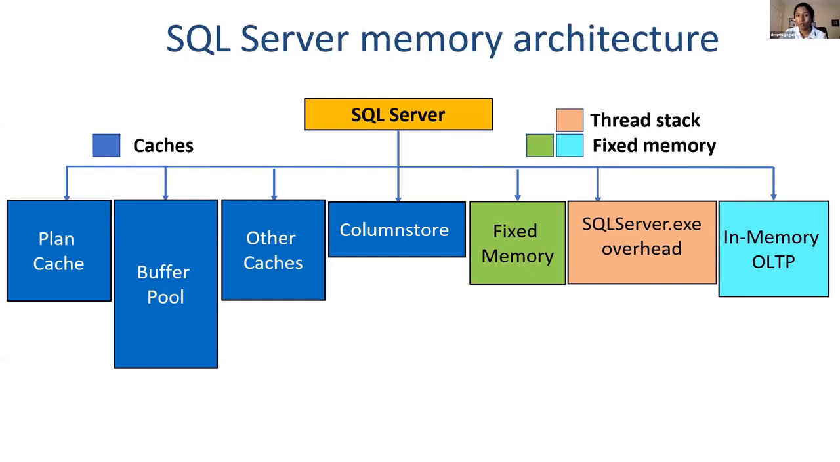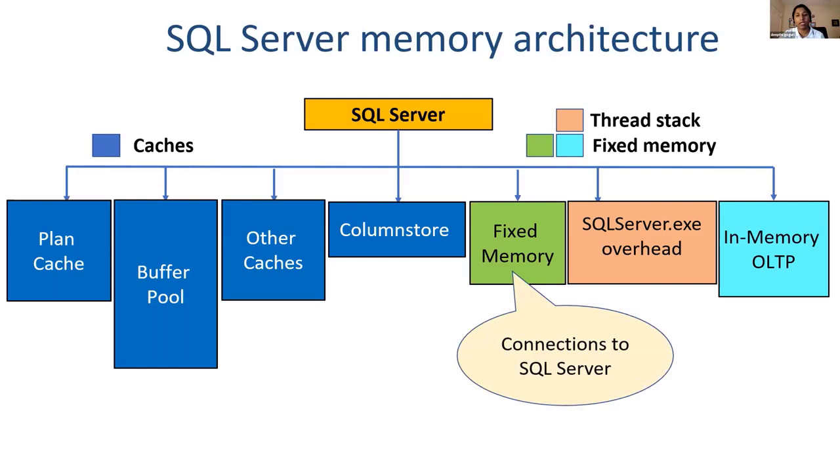But what about the fixed memory, which is in the green color? The fixed memory is not at all easy for the SQL Server to clear out or compress, because whenever something is using that fixed memory, it cannot be cleared out or shrunk. So what does the fixed memory hold?